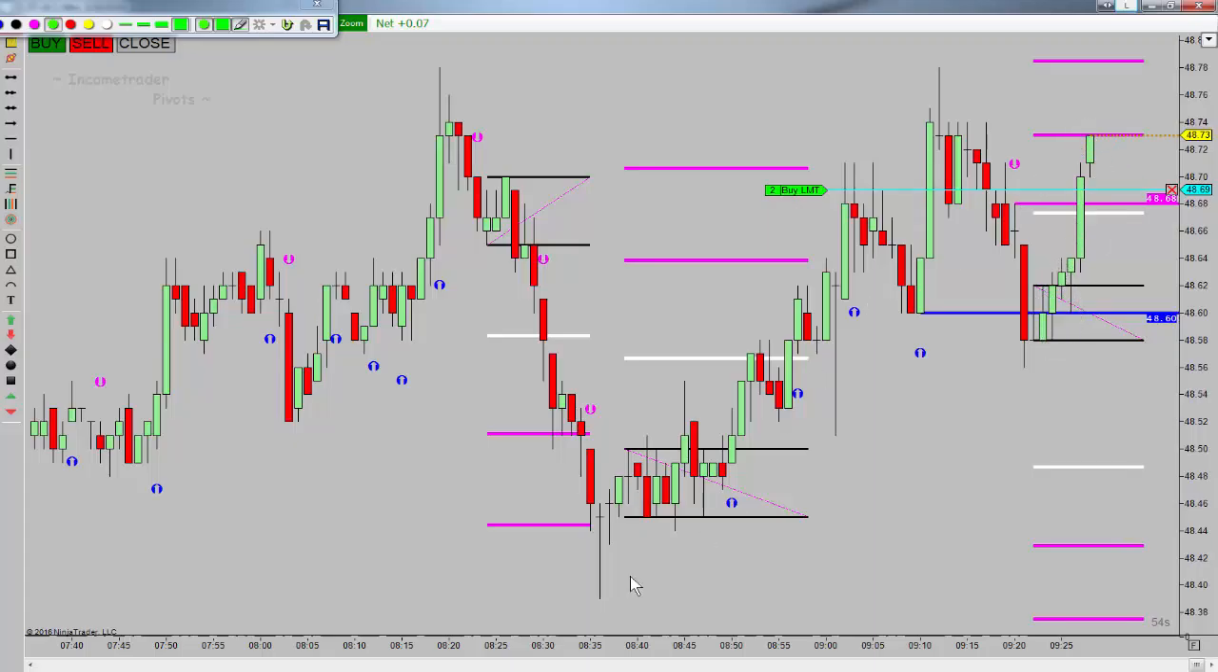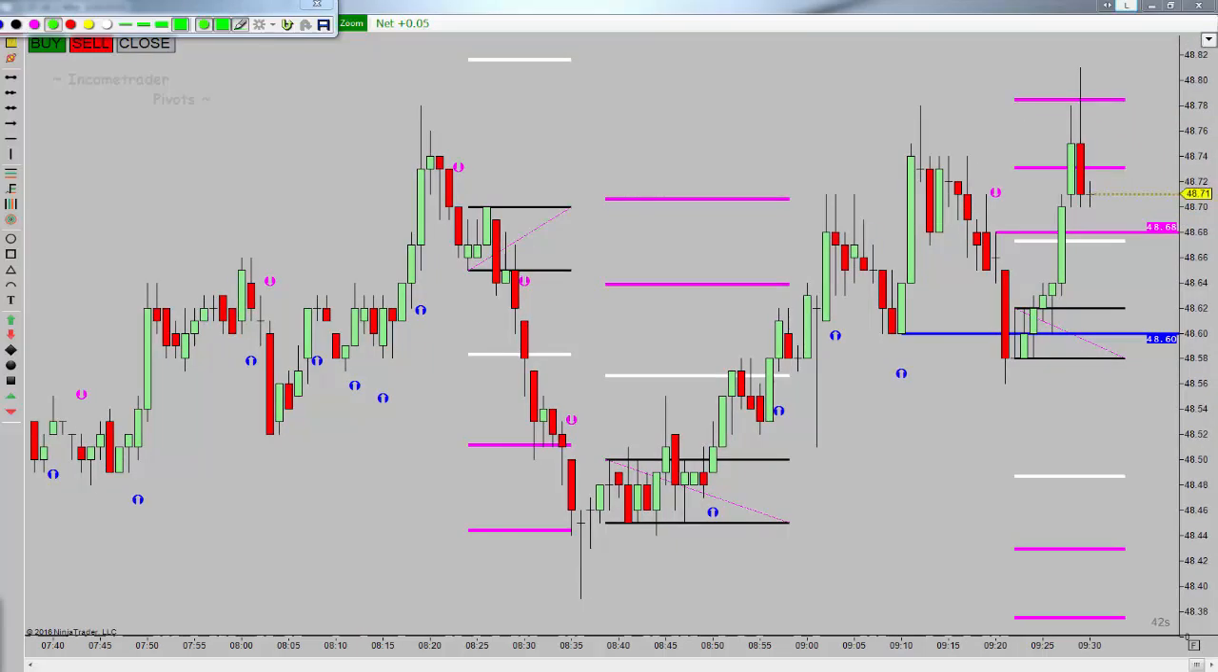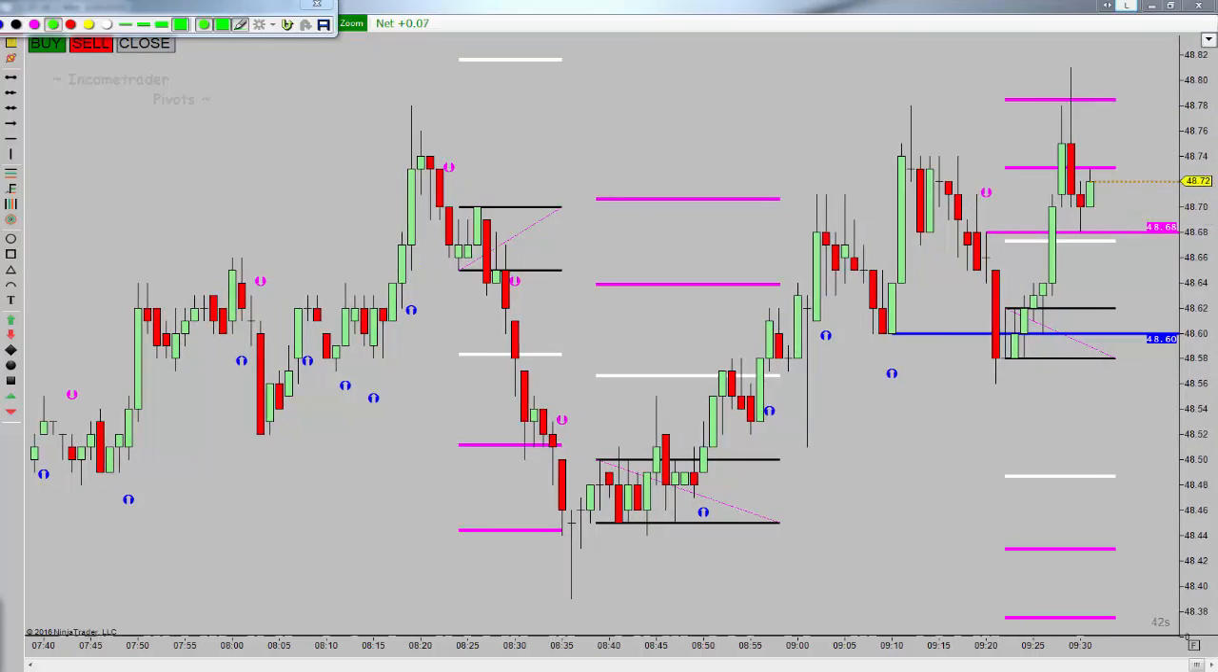Now this target 2. Let's see what happens here. Let's see if we get a pullback. I'm not going to get a fill. I was going to get a fill in this one. It happened so quickly I wasn't able to get my fill here. But that one didn't work, and this one, because I wanted to go higher, we just did not get our fill.